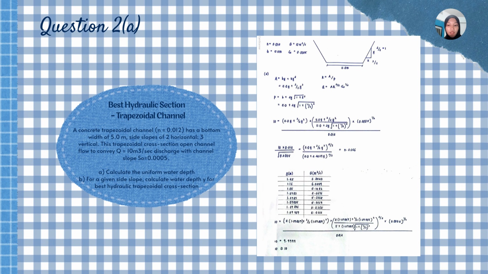1.07807. Therefore, the normal depth y for this channel is approximately 1.07807, which gives a discharge value of 10 m³/s. Thank you.